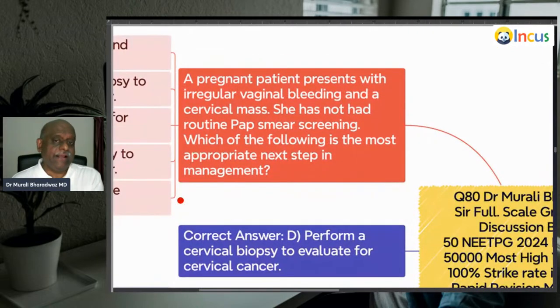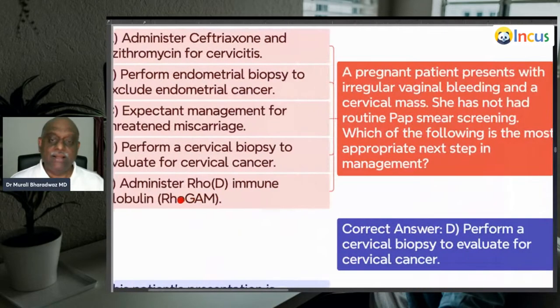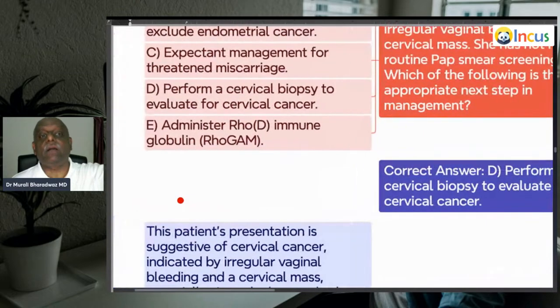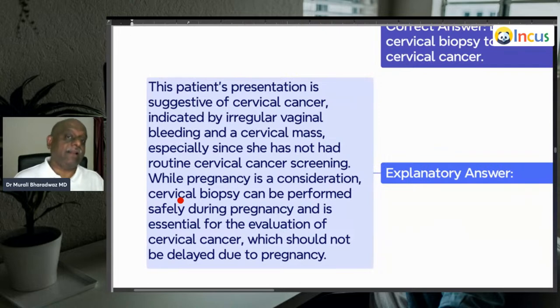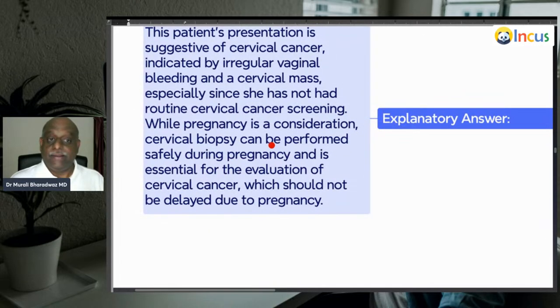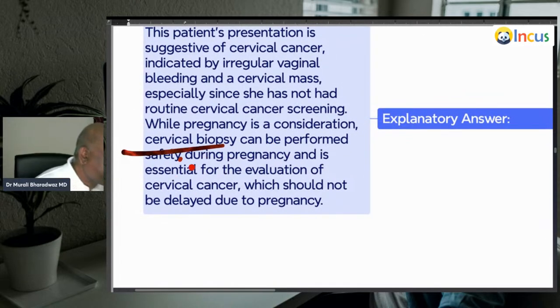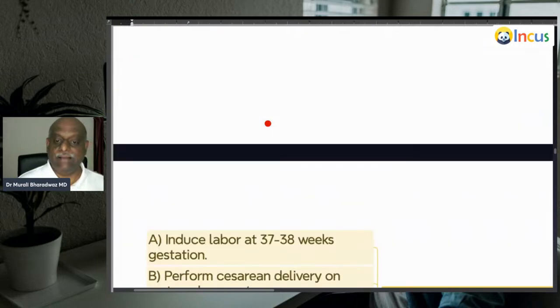A pregnant patient with irregular vaginal bleeding and a cervical mass has not had a routine Pap smear. What is the next best step? Perform a cervical biopsy. So the patient presentation is cervical cancer with irregular vaginal bleeding and a cervical mass, and the fact that she didn't have her routine cervical cancer screening. Cervical biopsy, can we do that in pregnancy? Yes. You can do that in spite of being pregnant, is what you need to remember.